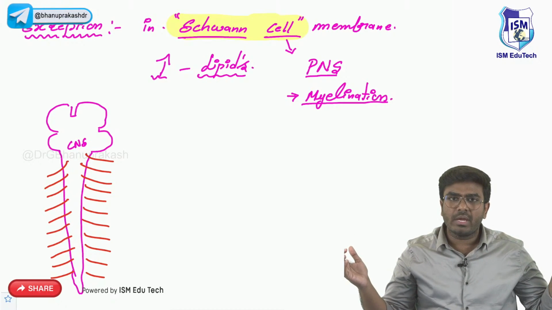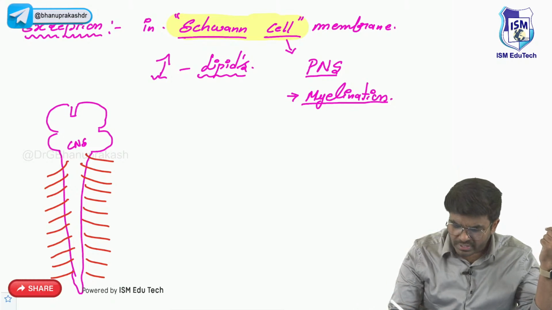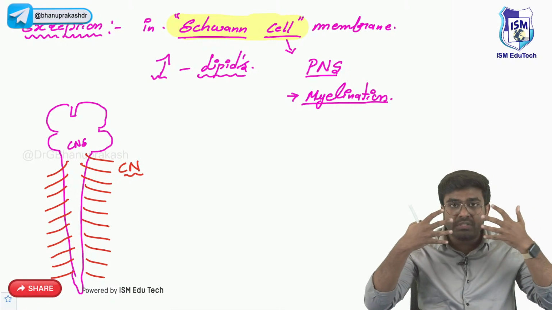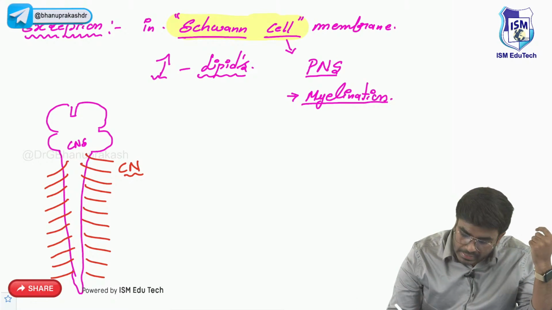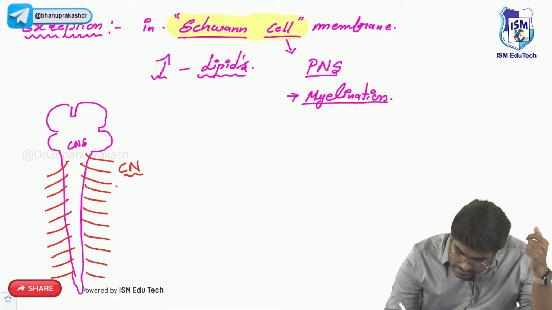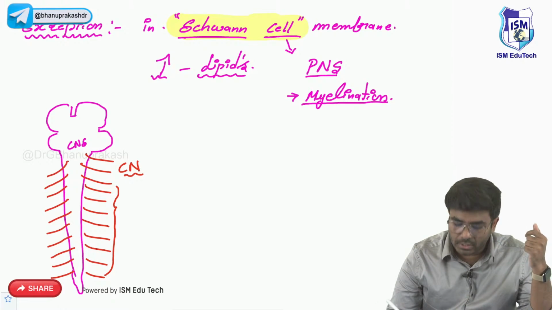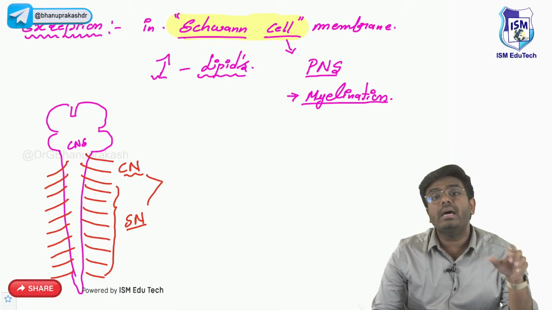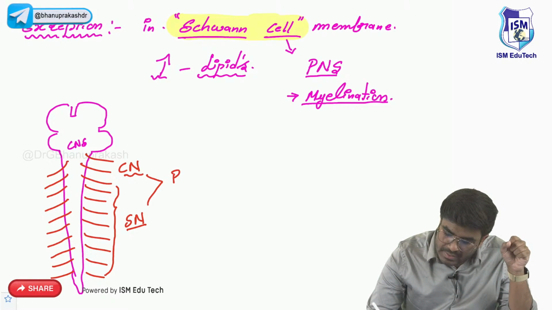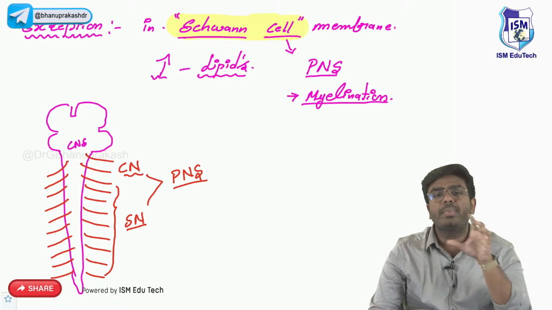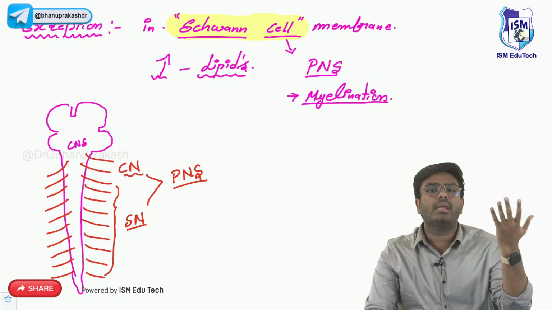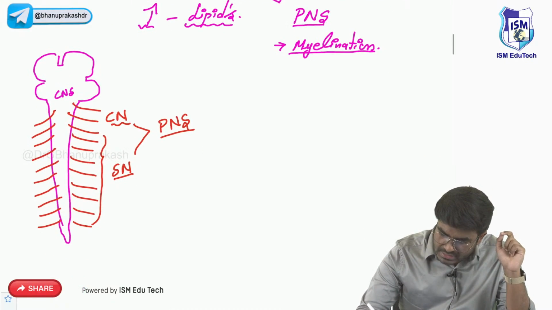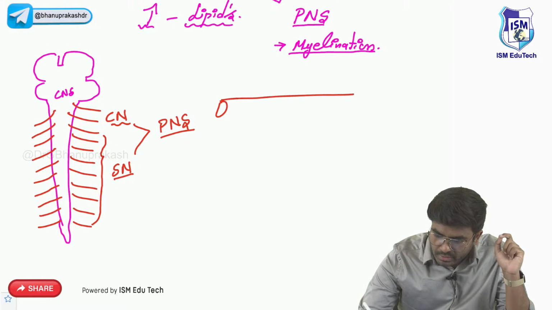And the nerves which are coming out of the central nervous system are of two different types. The nerves which come out from the brainstem are called the cranial nerves, and the nerves which come out of the spinal cord are called the spinal nerves. So cranial nerves and spinal nerves together account for the peripheral nervous system. Now my point is, I am showing you one nerve fiber here.